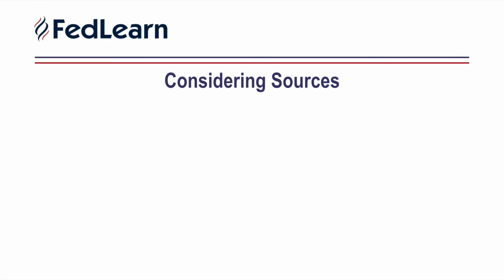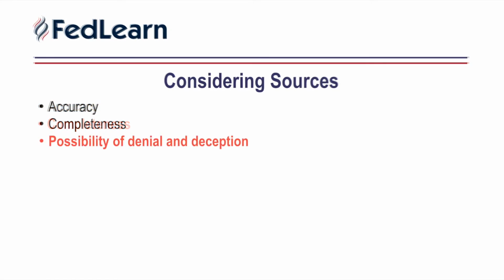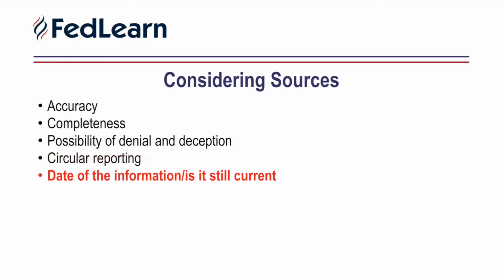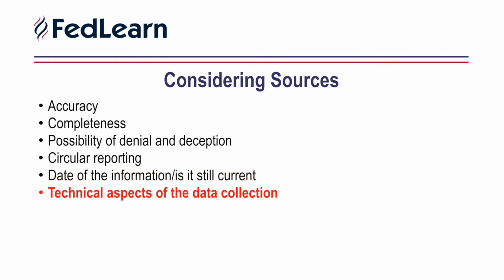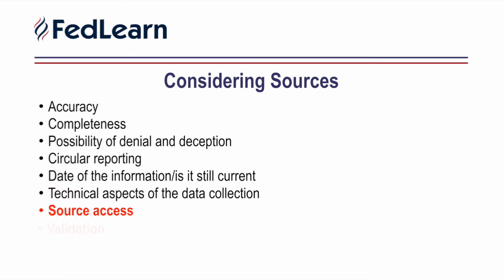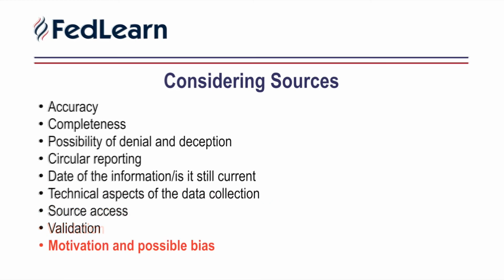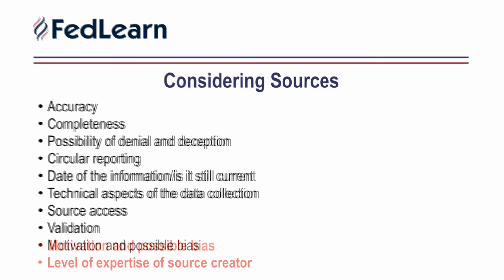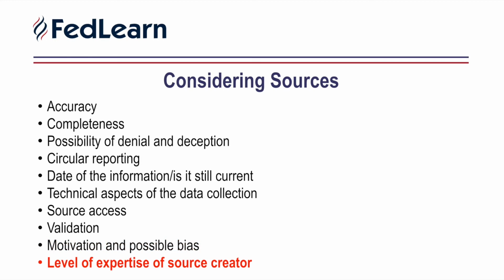Some aspects of the data to consider that will help you evaluate its quality include the following: accuracy, completeness, possibility of denial and deception, circular reporting, date of the information and if it's still current, technical aspects of the data collection, source access, validation, motivation and possible bias, and level of expertise of source creator. Taking all of these aspects into consideration when selecting your sources will help ensure you are selecting credible sources.